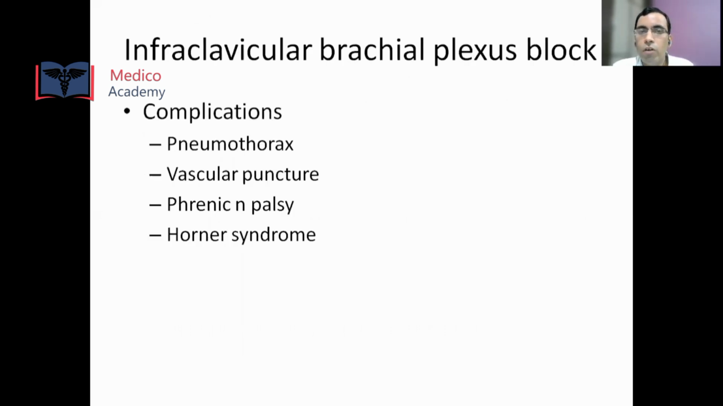Now, complications of the infraclavicular brachial plexus block include pneumothorax and vascular puncture, since the axillary artery is very nearby. There can be, rarely, phrenic nerve palsy as well as Horner syndrome.